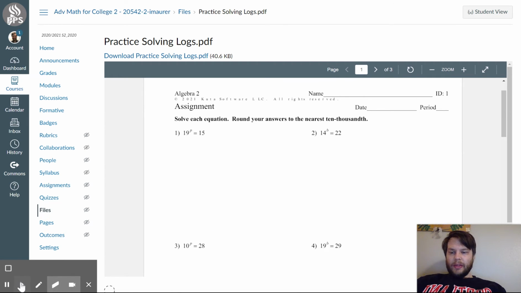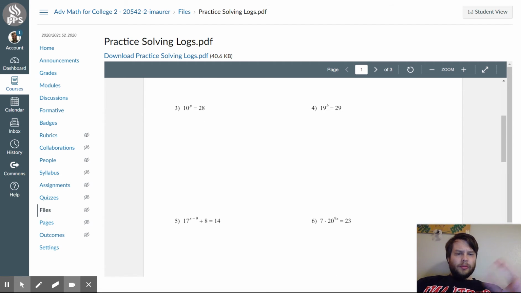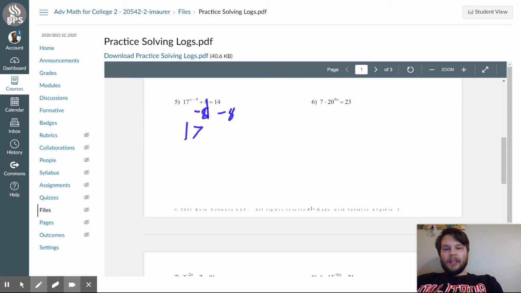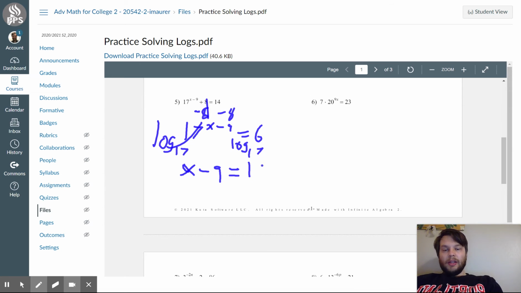Questions 1 through 4 are kind of that basic level where there's sort of only one step to do. Question 5 here, we got a couple steps to do. Just think about working backwards to try to get to the variable. So first thing I see is plus, inverse of plus is minus, so we go minus 8. So I have 17 to the x minus 9 equals 6. Next thing I see is 17 raised to my variable, so I do log 17 because that's the inverse of exponentials. So I have x minus 9 equals log base 17 of 6.